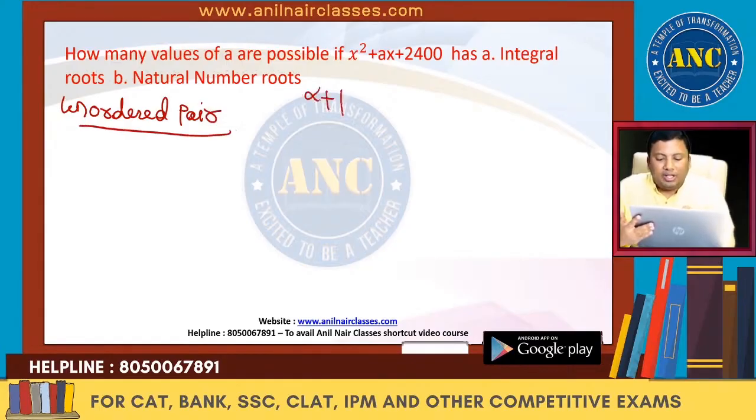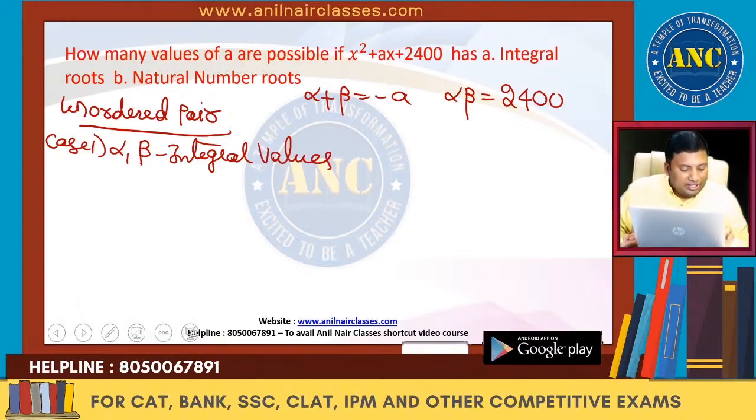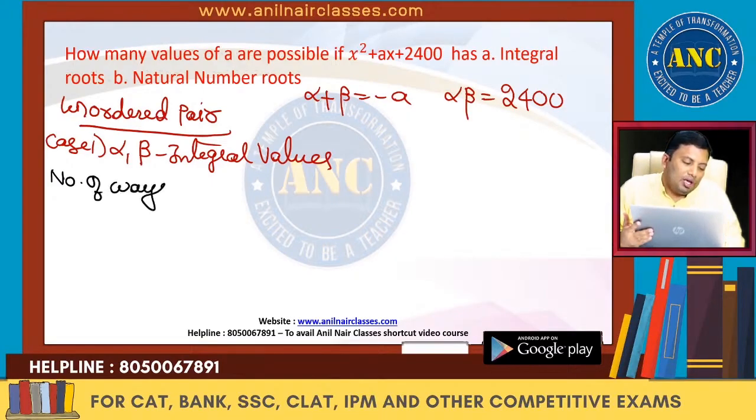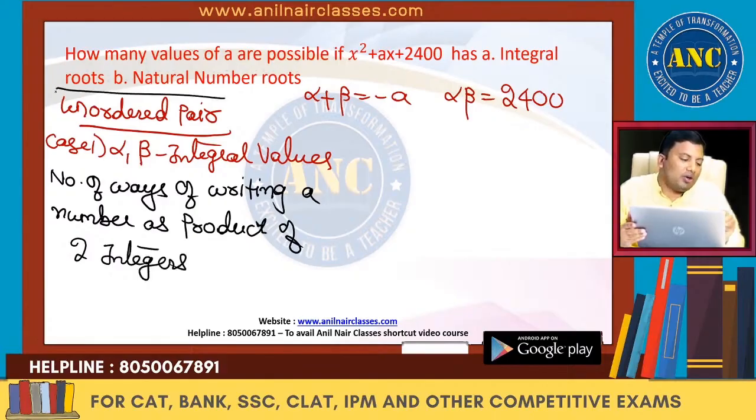Why? Because the sum of the roots is given by minus b by a and the product of the roots is given by 2400. Case number 1: alpha and beta take integral values. Now listen carefully. Please write down this point: number of ways of writing a number as a product of two integers, in which case we are doing unordered pair.